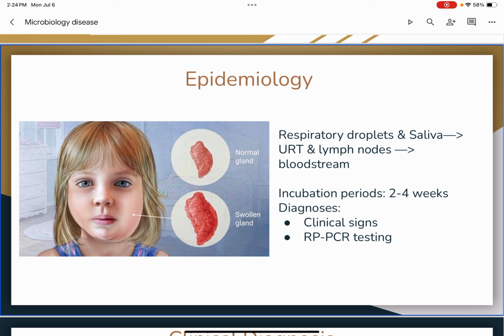before symptoms appear. For the diagnosis, doctors often make this based on the clinical signs, especially the characteristic swelling of the parotid gland. However, the diagnosis can be confirmed either through RT-PCR testing, which detects the viral RNA, or serology, which looks for the antibodies against the virus.